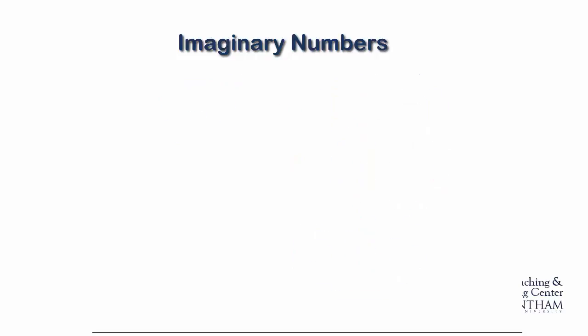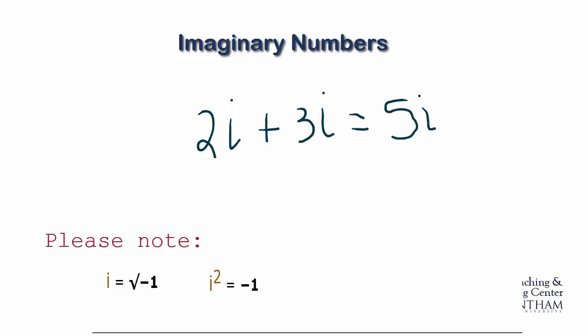If you need to perform mathematical operations with complex numbers, just treat the i as you would any variable. For example, 2i plus 3i would be 5i.